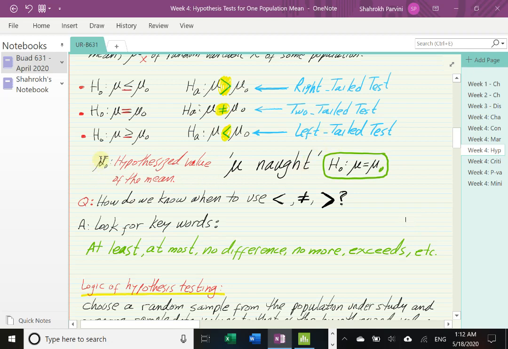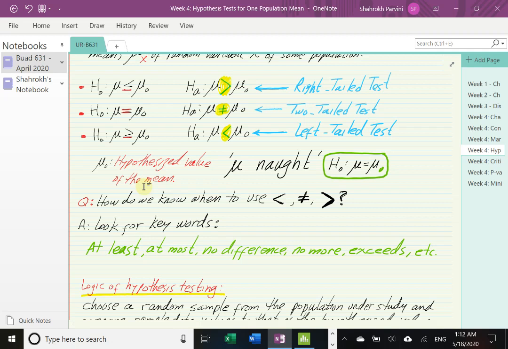Now, again, I have here mu sub 0, but it's really not 0. I have the correct verbiage here. We call that mu naught. Mu naught, that means this symbol down here. That is the hypothesized value. So my $120,000 for community college students, that's mu naught.